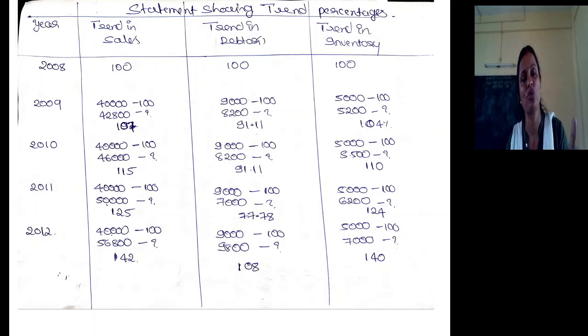40,000 is the sales of 2008, which is considered as 100. What is 42,800? It is 107. In the same way, 2010 it will become 115, 2011 it will become 125 and in 2012 it will become 142. So there is a 42% increase in sales over a period of 5 years. When you look at debtors, it was 100, it reduced in 2009 to 91.11, in 2010 it also stayed at 91.11, in 2011 it reduced to 77.78, but in 2012 it increased by 8 percentage points, so 100 to 108.